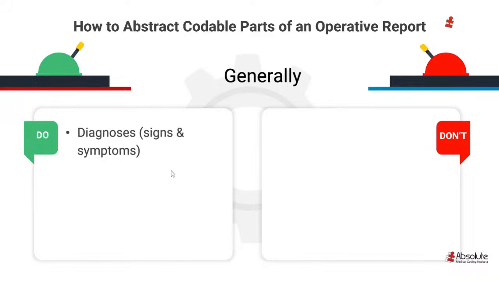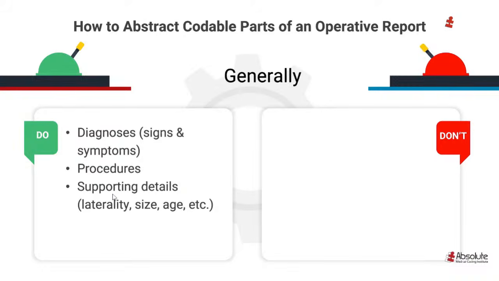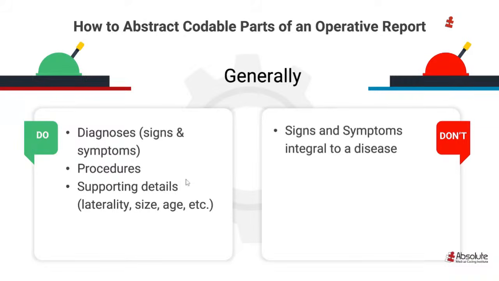So you do code the diagnoses and you will code signs and symptoms when there is no diagnosis, right? You will code procedures and supporting details such as laterality, which side of the body, what's the size of the defect, what's the age of the patient. So these are some things that you can just kind of remember because these are generally things that you code in an operative report. Now, don't. Generally, these are things you don't code.